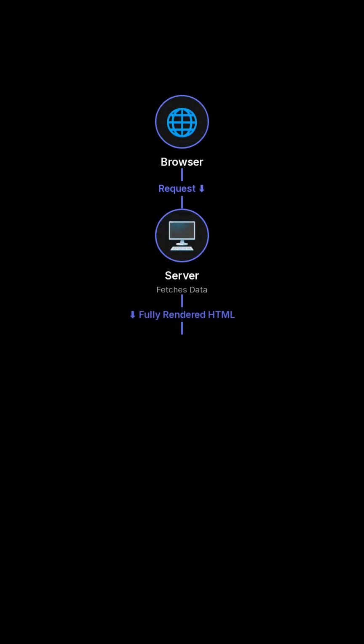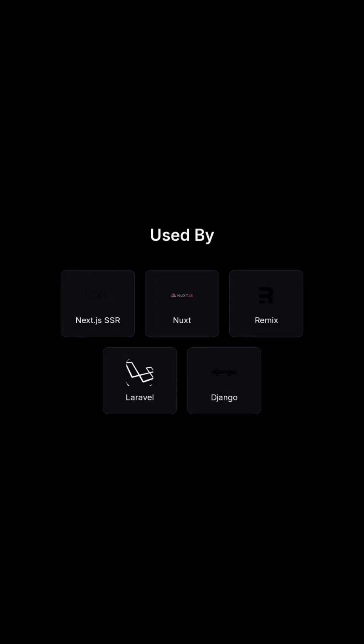With server-side rendering, HTML is generated on the server per request. The browser requests, the server fetches data, sends fully rendered HTML, and the browser then hydrates with JavaScript. This is used by Next.js, Nuxt, Remix, and MVC frameworks like Laravel or Django.